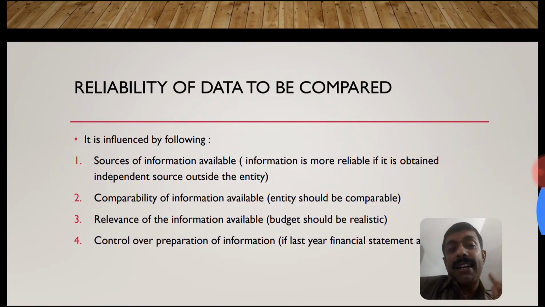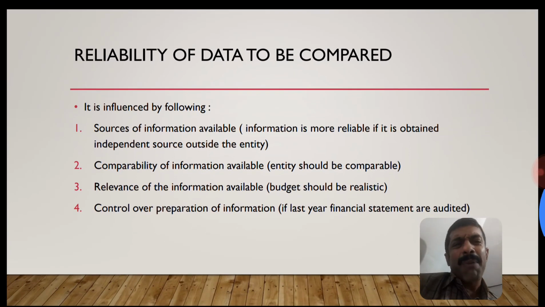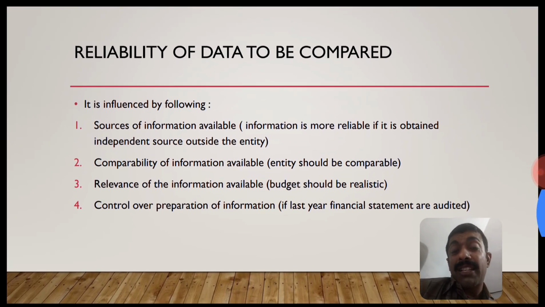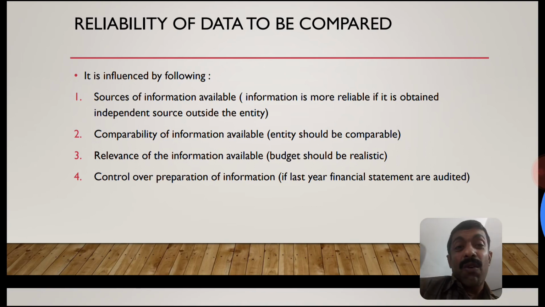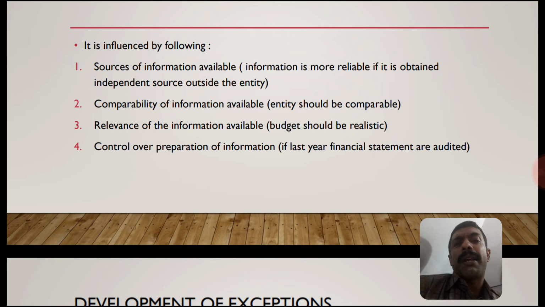Second factor, number two, reliability of data to be compared. The sources of information available should be reliable. The auditor should get the information from an independent source outside the organization. Comparability of information is available. The information available should be comparable with that of the previous period, or the similar industry, similar firm, or with budget and standards. Controls over preparation of information. There should be some authenticated exercise. The last year's audited financial statement is an authentic source of information to be compiled.